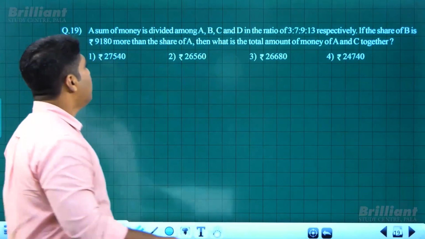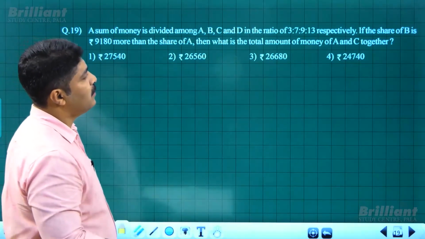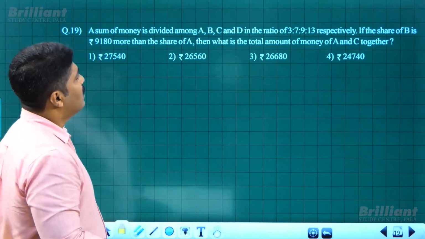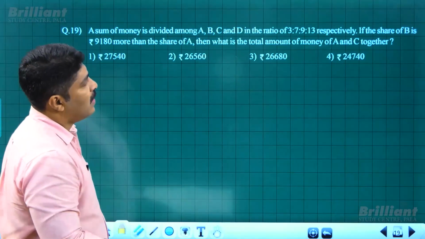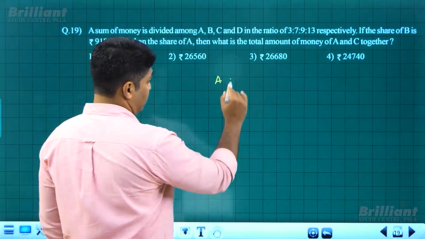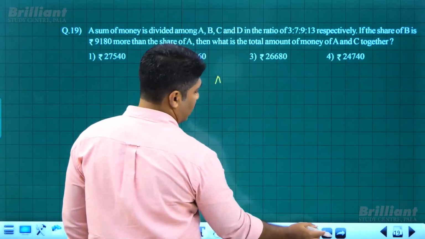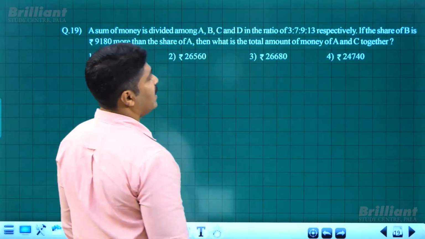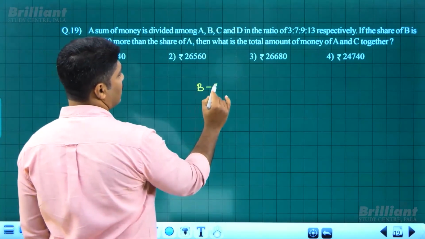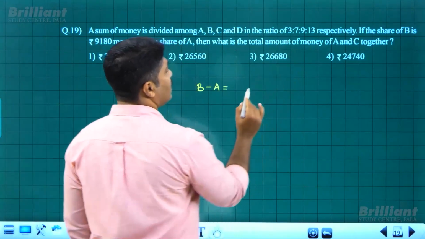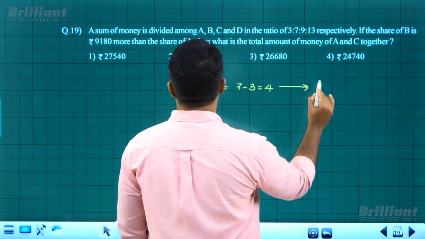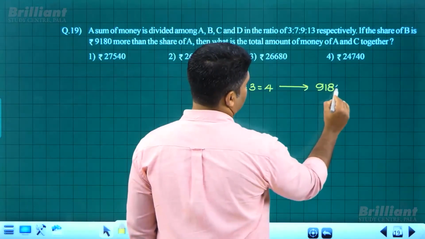Next question. A sum of money is divided among A, B, C, D in the ratio 3, 7, 9, 13 respectively. The share of B is 9180 more than the share of A. Then what is the total amount of money A and C together have? Here A, B, C, D, it is given that. I am using the unitary method for finding the answer. Share of B is 9180 more than A. Suppose here we are considering B minus A. Here B is 7 and A is 3, which is 4. So this 4 is representing rupees 9180.